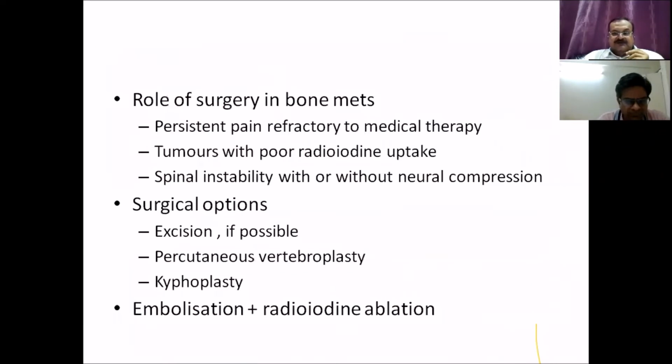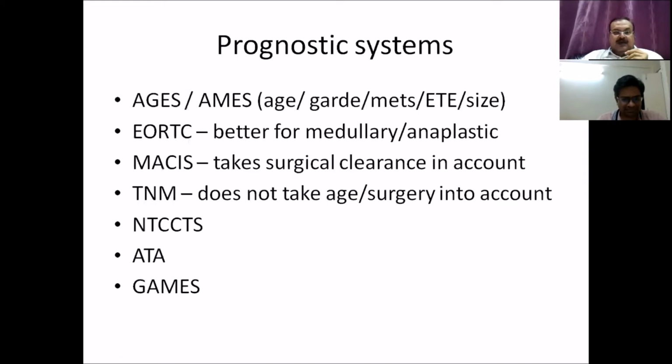Now, what is the role of surgery? Surgery is always an option in metastatic disease. It is done for persistent pain refractory to medical therapy, tumors with poor radioiodine uptake, spinal instability with or without neural compression. And options are excision whenever possible, percutaneous vertebroplasty and kyphoplasty. Embolization and radioiodine ablation can be done.